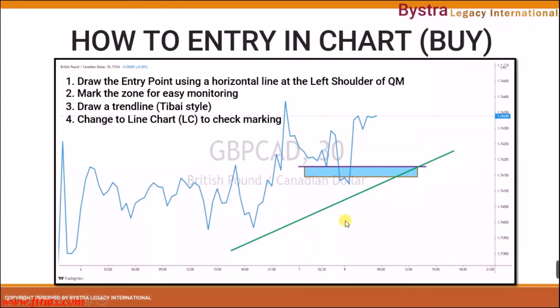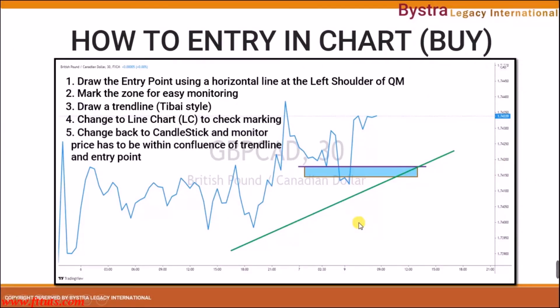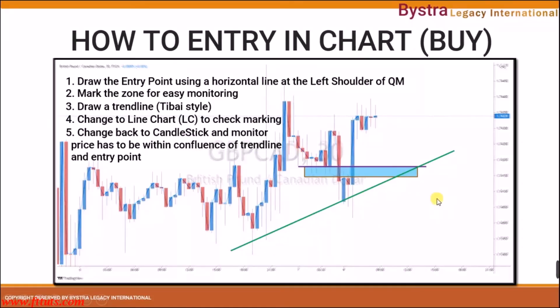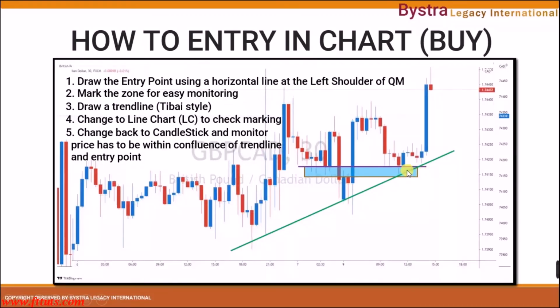Okay, so fifth, we change back to candlestick and monitor the price. Like I said earlier, we have to monitor that the price has to be within the confluence of the trend line and the entry point. So now let's have a look. There we go, you see. The price is within the confluence of the trend line. At the same time, it is the same area of our entry point, and price reacted to this QMC and continued to go up.